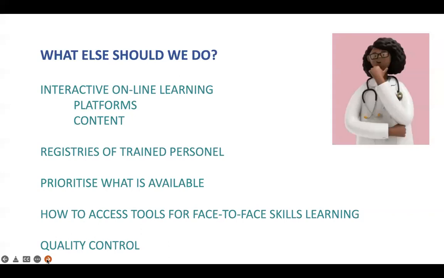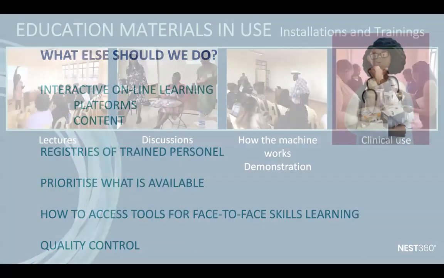frequently. Perhaps prioritize what's available, what's wanted, what's necessary, and then how to access tools for face-to-face skills learning. Because we can't teach about equipment if people can't get their hands on it to actually learn how to use it. And then we do need quality control in teaching and learning, as well as in everything else that we do. Next.